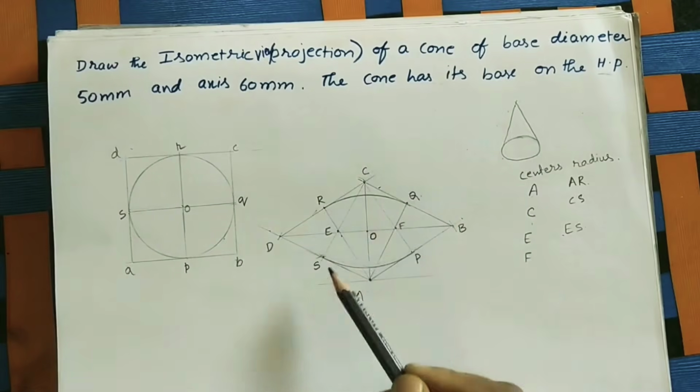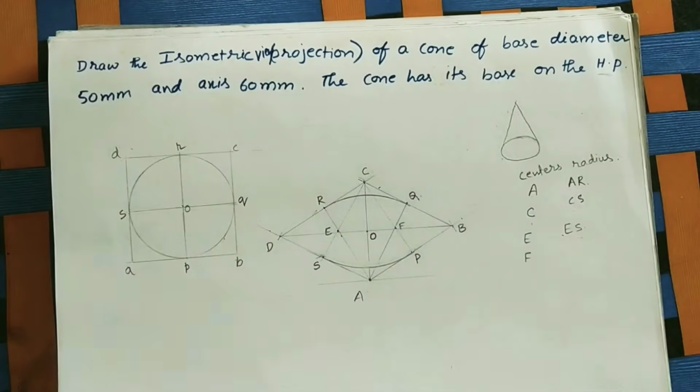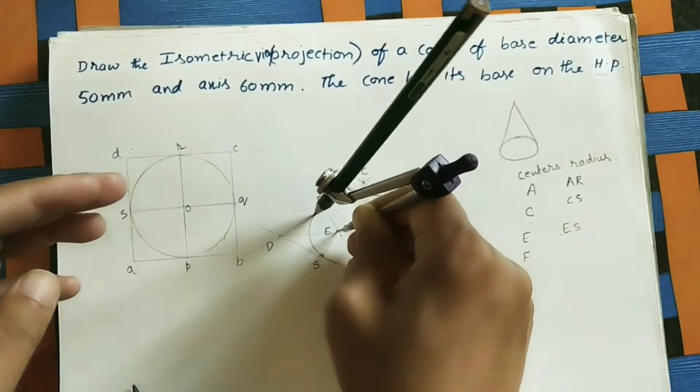After these two arcs, take the next center, E center, ES radius or ER radius. Take any one of the radii by using the compass. E center, ES radius, do an arc here.